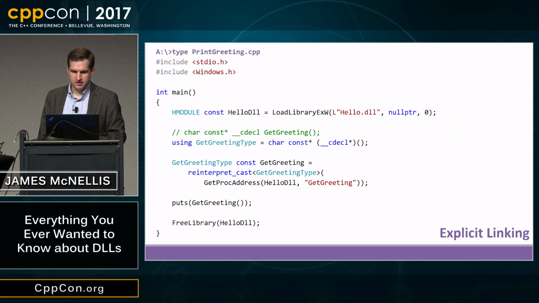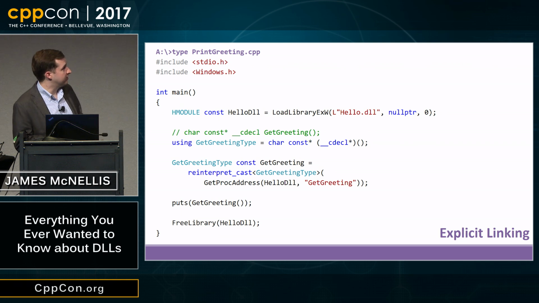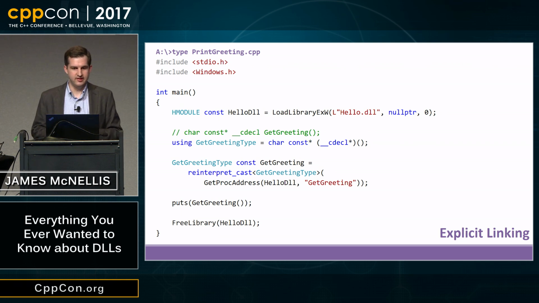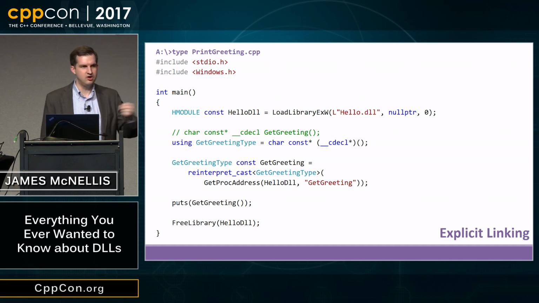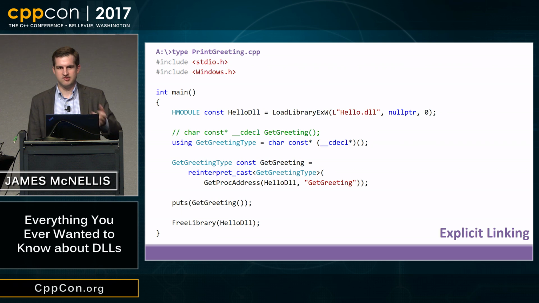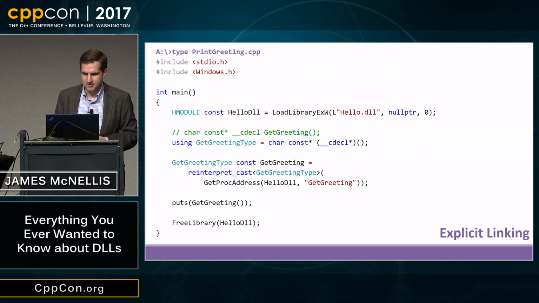So in this example that we had previously of our print greeting, we saw how to link explicitly to the DLL. So where you actually call LoadLibrary to get the handle to the DLL, you call GetProcAddress to get the actual address of the function. But there's a little problem here.